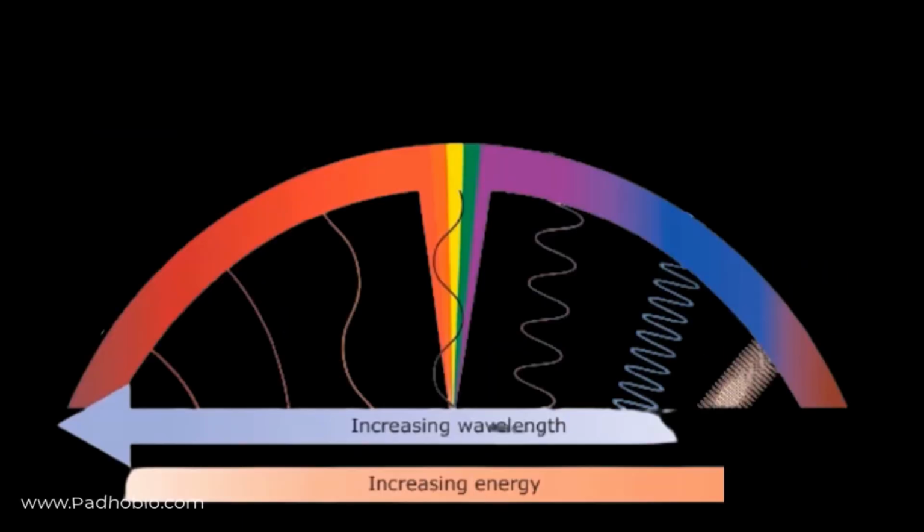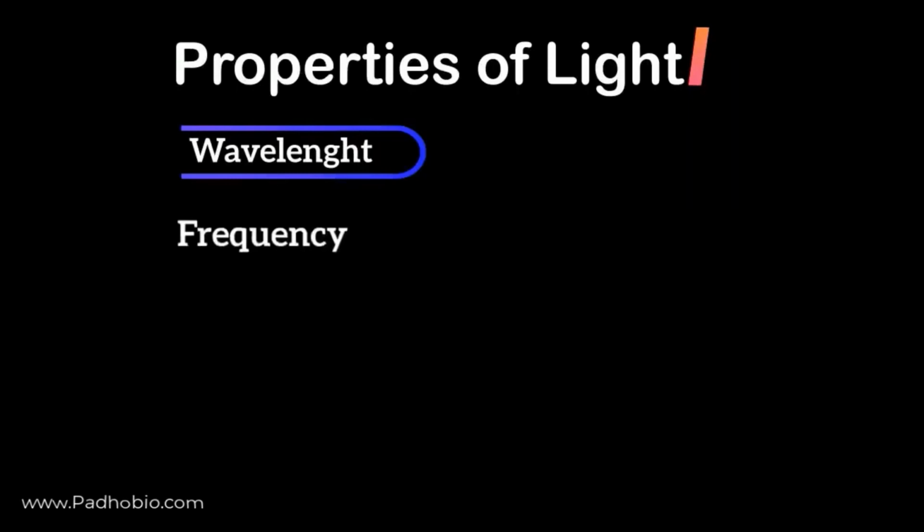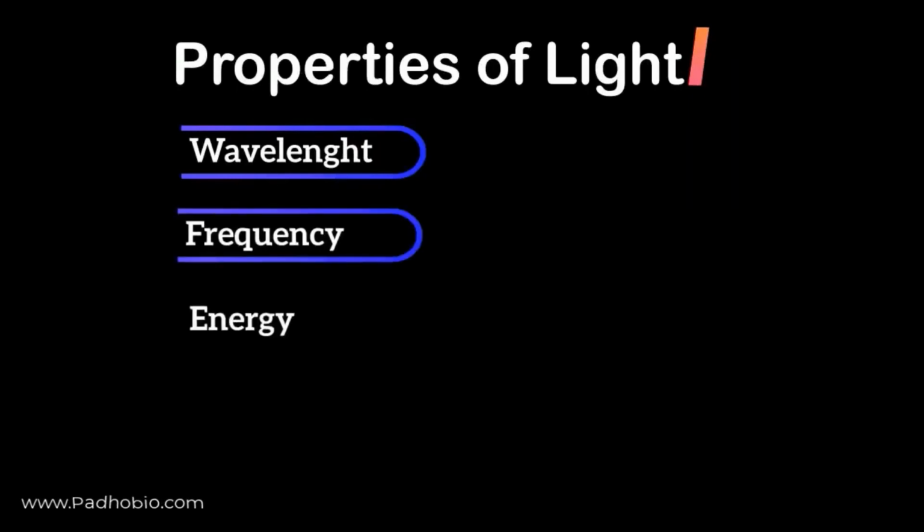And as you can see here, different types of wavelengths are arranged in an increasing or decreasing order. From left, there are radio waves, microwave, infrared, visible light, ultraviolet, X-rays, gamma rays, etc. There are mainly three properties of light that are important: wavelength, frequency, and energy.